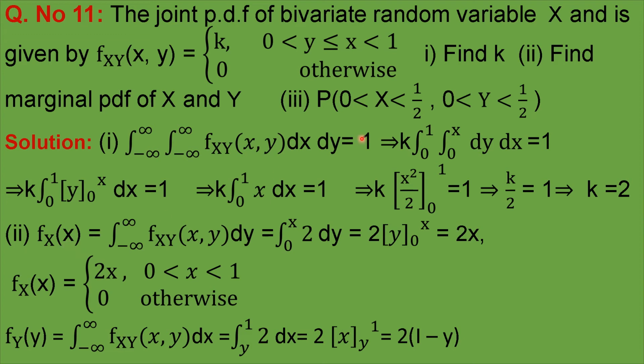Then the marginal probability density functions of X and Y. First, f_X(x) as before, with the same formula: integral from minus infinity to plus infinity of f(x,y) dy. Here you need to consider y values which are greater than 0, less than or equal to x. So the integral from 0 to x, f(x,y) is k, and k is 2. Keeping that 2 outside the integral sign, the integral of dy is y, difference at the upper and lower limit, 2 into x minus 0, or x. So we get f_X(x) as 2x, and this x value is between 0 and 1.